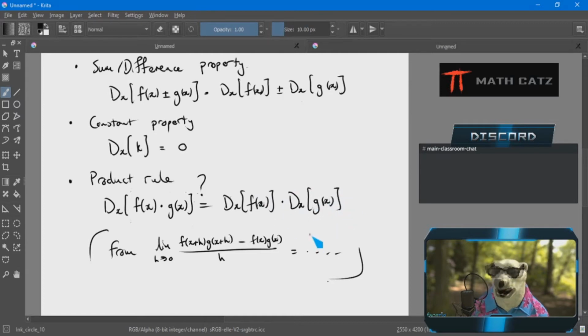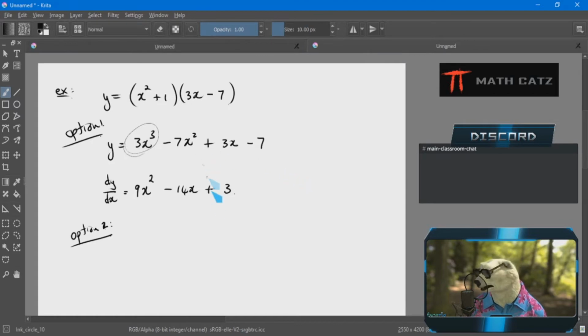Of course, I would want it to work like this, but I have a question mark still. I'm not sure. Let's have a look at this example and see. I know what the answer is. This answer is correct. This answer is correct.